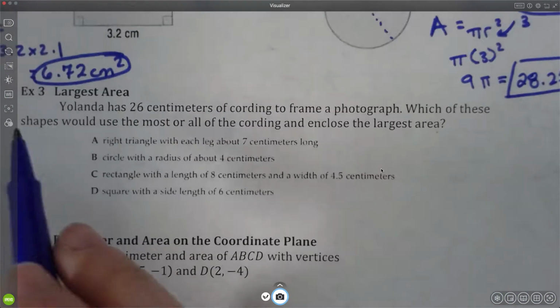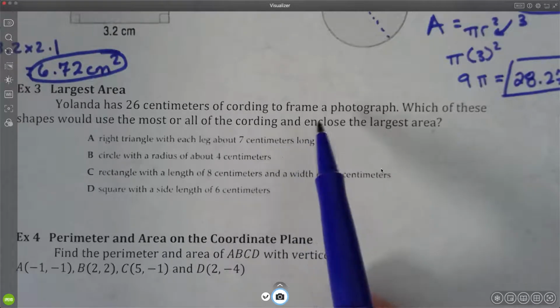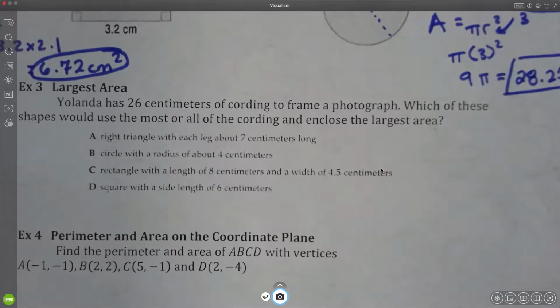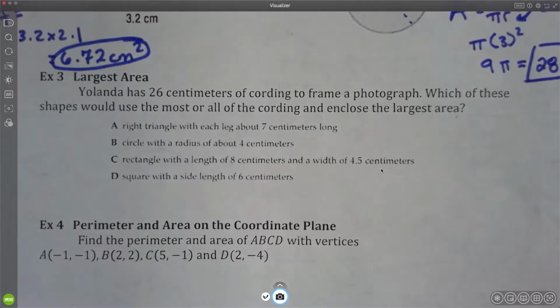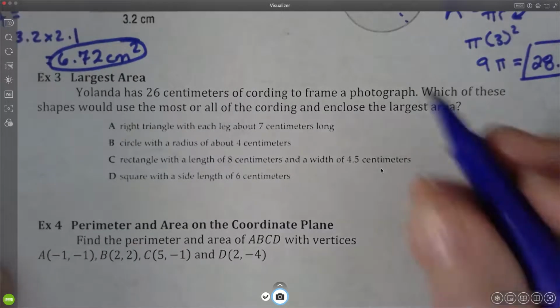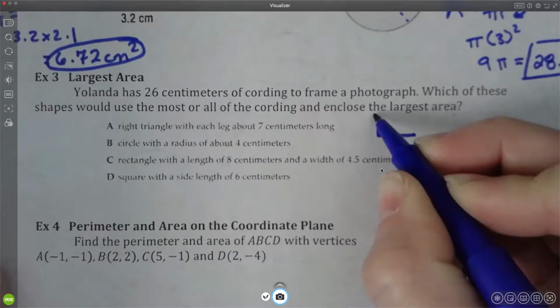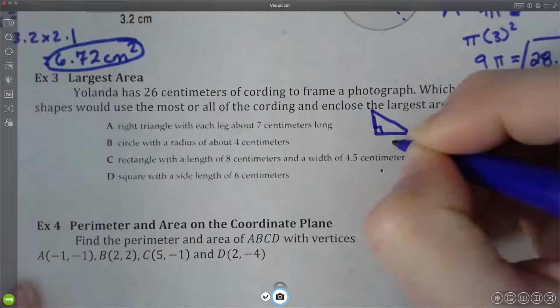All right, so example 3, Yolanda has 26 centimeters of cording to frame a photograph. Which of these shapes would use the most or all of the cording and enclose the largest area? So a right triangle with each leg that's about 7 centimeters long. So we have a right triangle that looks like this. Okay, and the legs of a right triangle are both going to be 7.